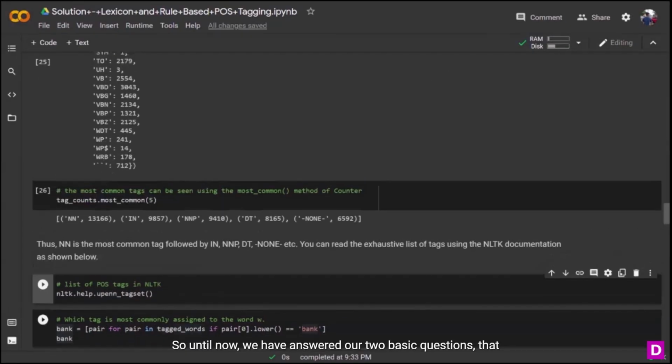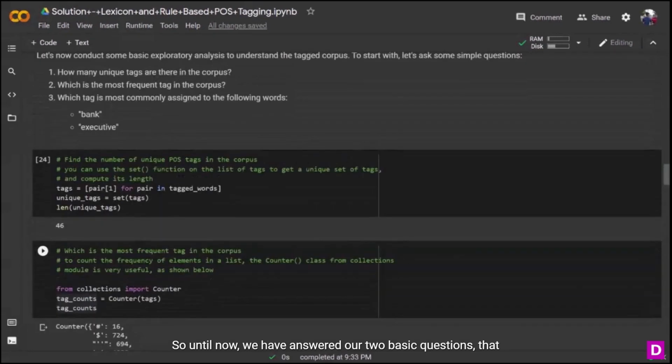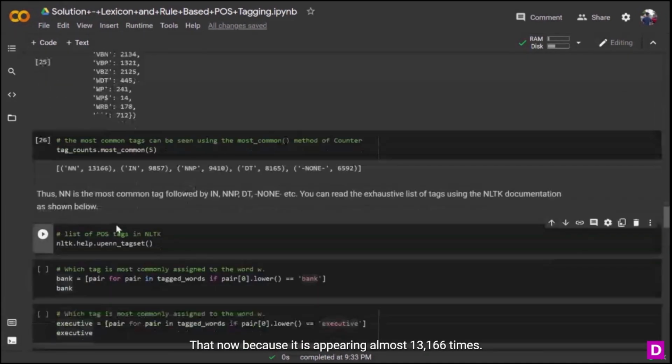So until now we have answered our two basic questions, that is how many unique tags are there in the corpus, that is 46, and which is the most frequent tag in the corpus, that is noun, because it is appearing almost around 13,166 times. So we'll move on to the next question.